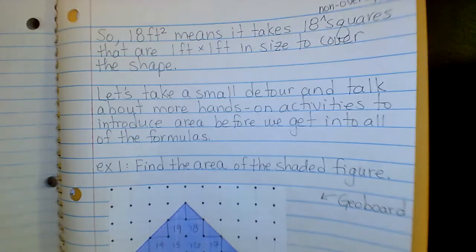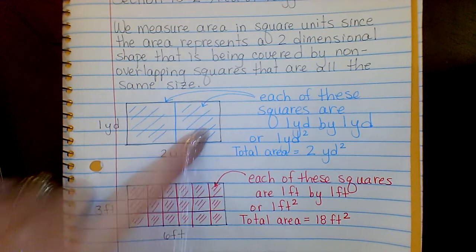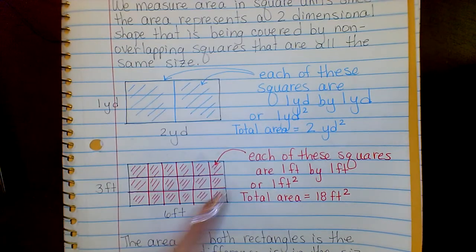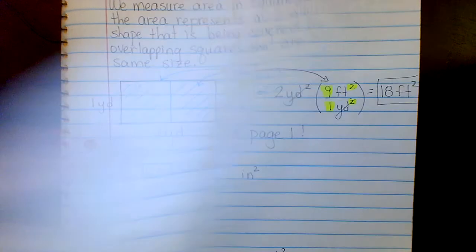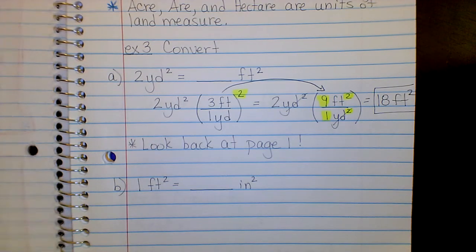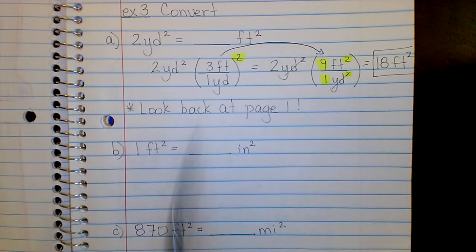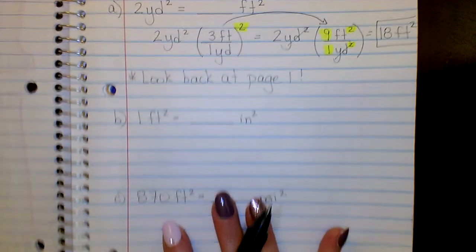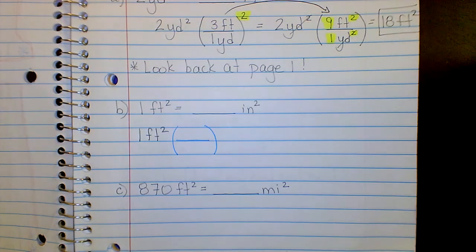Because we're going to flip back here to page 1. Look, 2 square yards was the same as 18 square feet. It's like I knew that was going to happen. Alright, so let's get a conversion factor and see how to convert these 2. So this is a good opportunity to pause the video and try to work ahead of me.